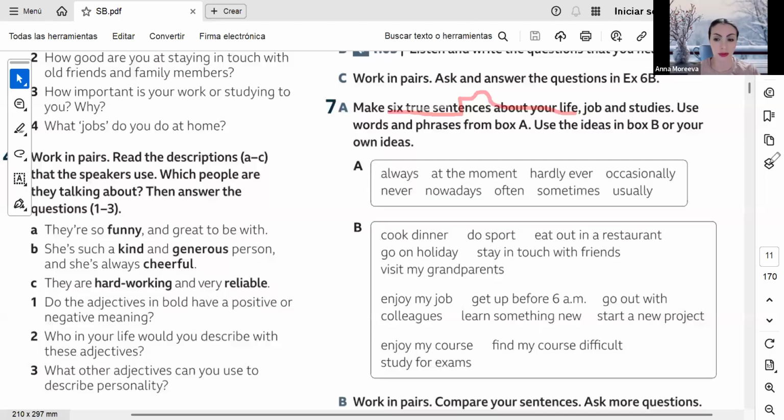Okay, so I start with my sentences. Number 1, I often start a new project, like I prepare a new course or open a reading club. Number 2, nowadays I don't do sport. Number 3, I hardly ever get up before 6 a.m. 4, I always enjoy my courses. 5, occasionally I eat out in a restaurant. 6, I never visit my grandmother as she lives too far.